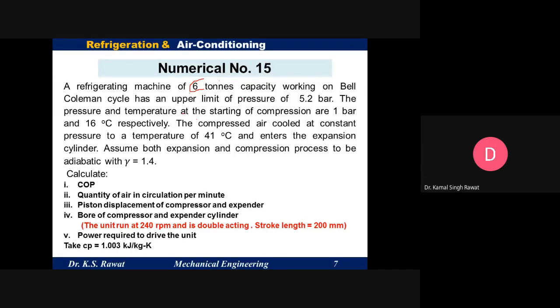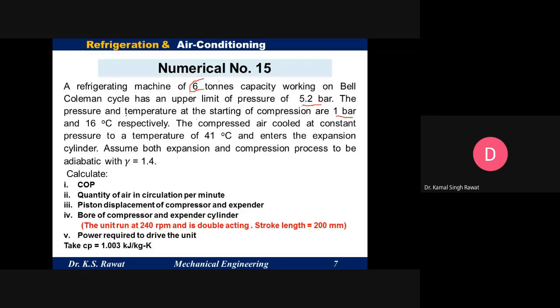Apart from that, we have a pressure limit. The upper pressure, meaning higher pressure, P2 or P3, is 5.2 bar. And the lower pressure is 1 bar. So we have the values of P2 and P1, and we have the value of refrigeration capacity.